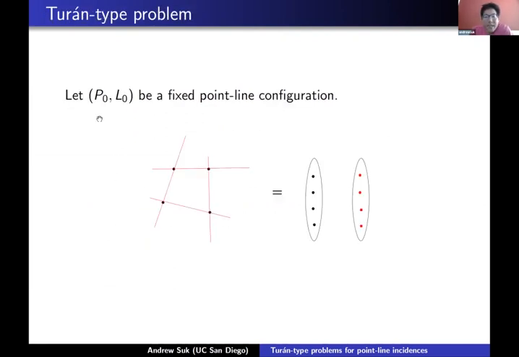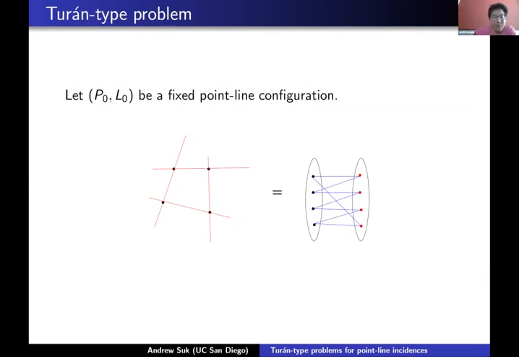So let P naught and L naught be some fixed point line configuration. If you want, you can just imagine P naught and L naught to be this configuration here, which consists of 4 points and 4 lines. And actually, if I look at the incidence graph of this thing, I get this graph here, which is actually a cycle of length 8, a C8.